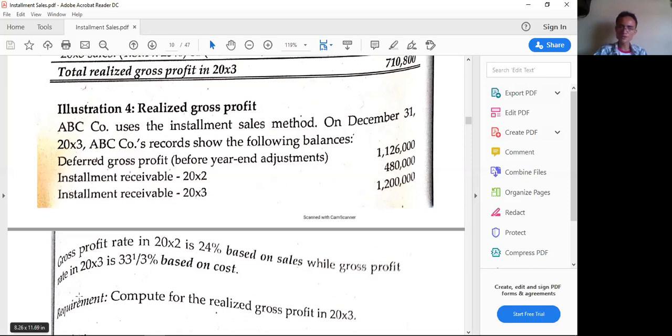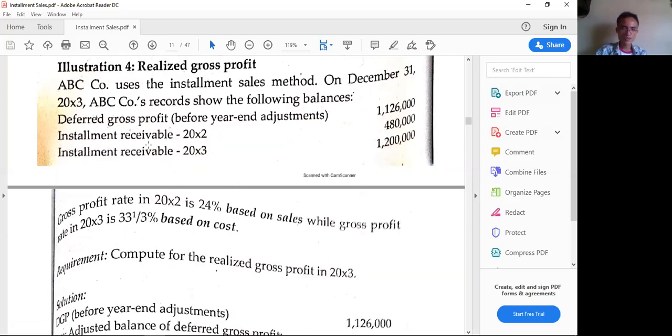All right. Although this gets easier with experience. As for me, I've been in the profession for many years. That's why I can think about it immediately. All right. So the given items are DGP, that's prior to adjustments, and the ending balance of receivables.